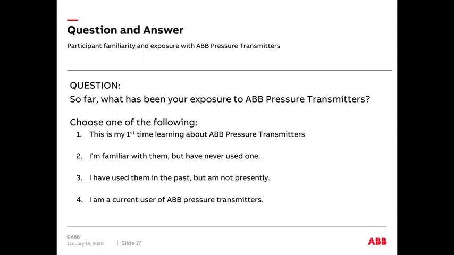This is my first time learning about ABB pressure transmitters, or I'm familiar with them but have never used one, or I've used them in the past but not presently, or I'm a current user. So just go ahead and vote right now, and I'm going to launch the poll. There we go, and just select your one answer. We're giving Jim a chance to take a little drink of water here, basically. And Jim, by the way, a couple of times your volume faded a little bit. You may have been looking at your other screen. Okay, got to keep you close. All right. Thank you, Wayne.